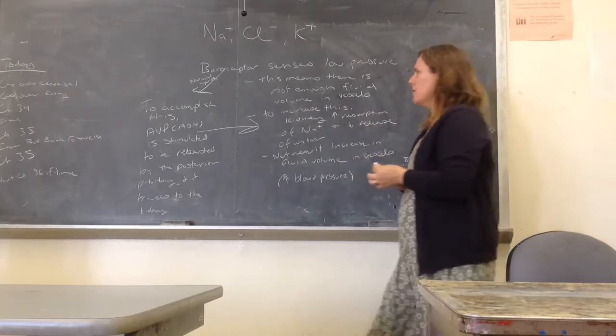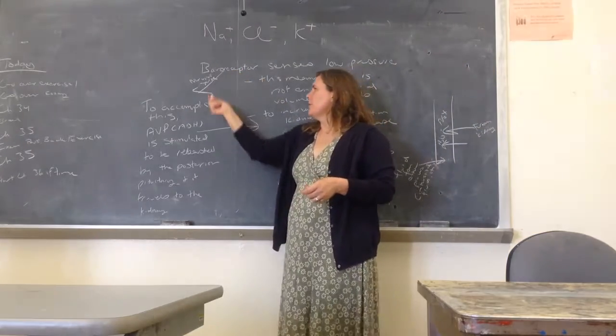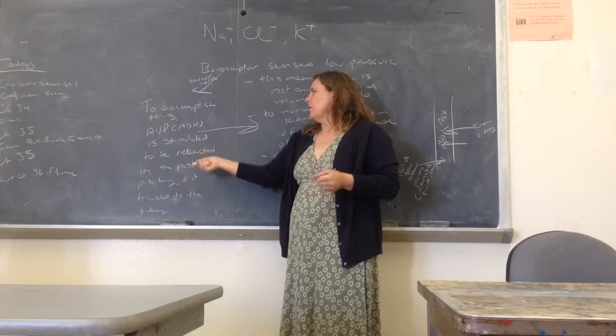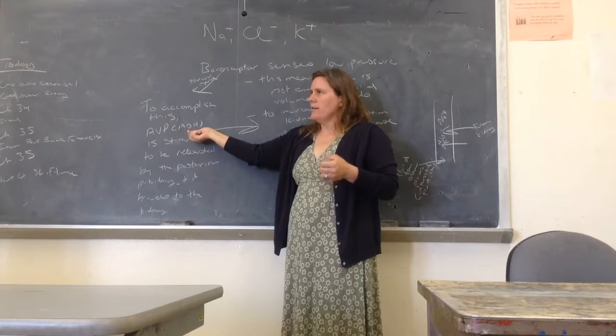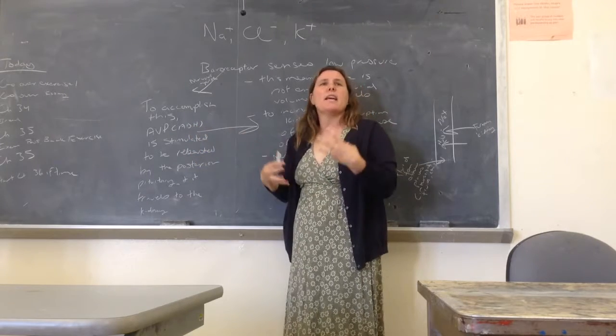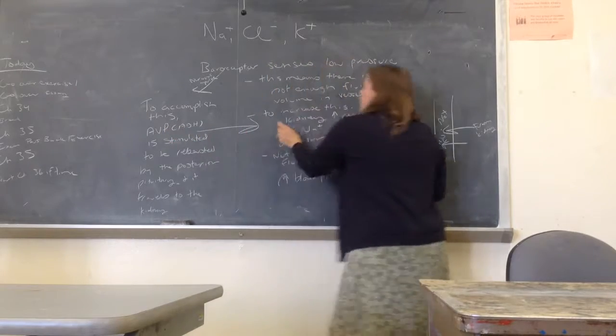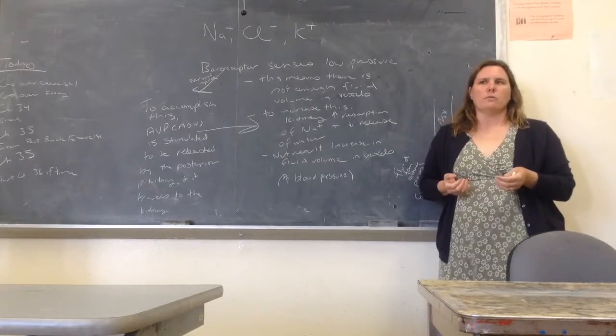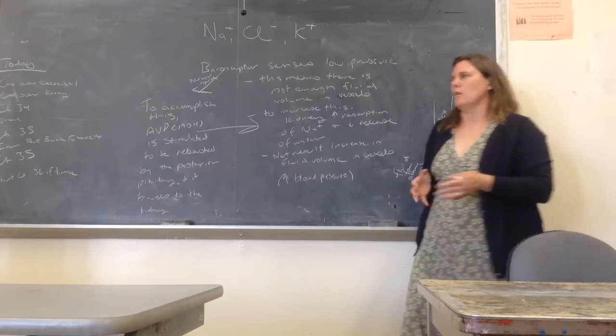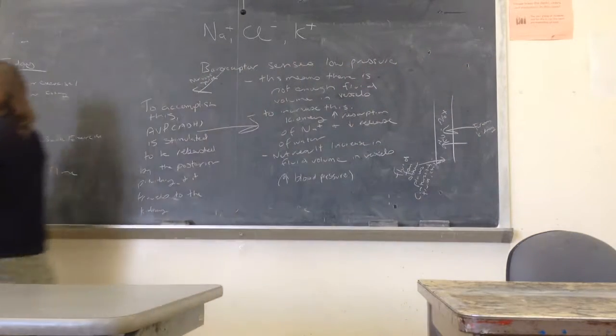How specifically does this work? The baroreceptors send a nervous impulse to the posterior pituitary to get it to release arginine vasopressin. Then arginine vasopressin travels to the kidney and tells it what to do. So I'll take a picture of that. We'll let that sit for a minute, and then we'll do the reverse.